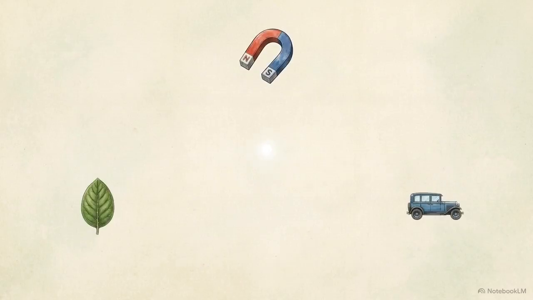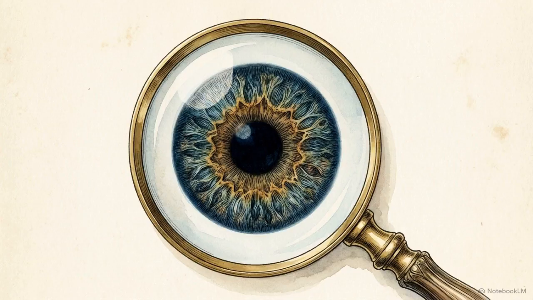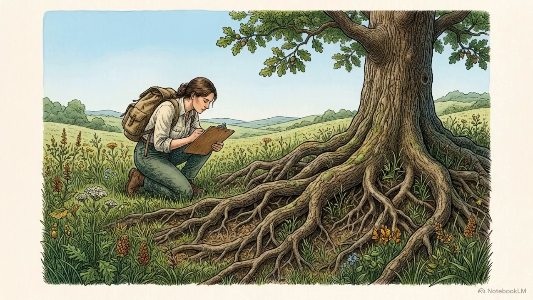These things are connected. A plant, a magnet, and a moving car each follow specific patterns that we can uncover through careful observation. Mastering science means learning how to read these patterns for yourself, starting in your own backyard.